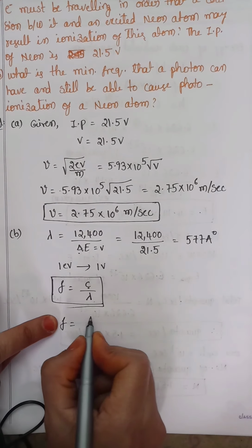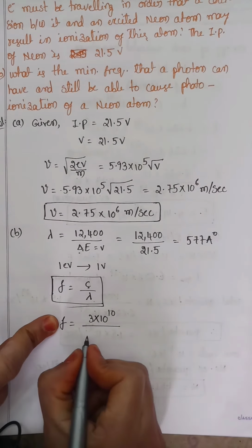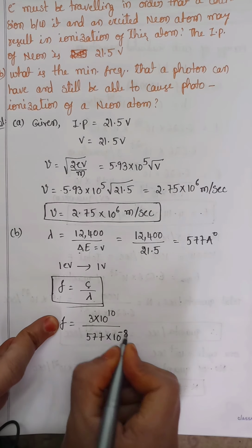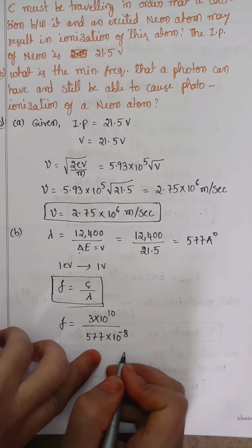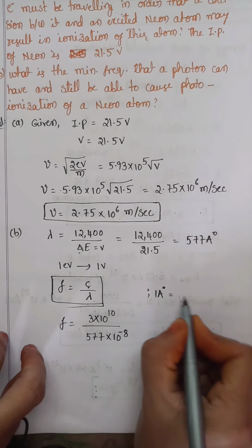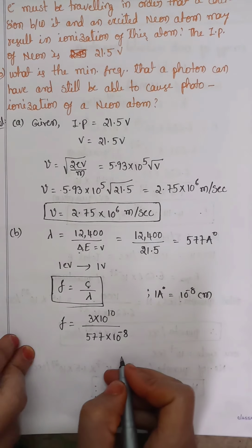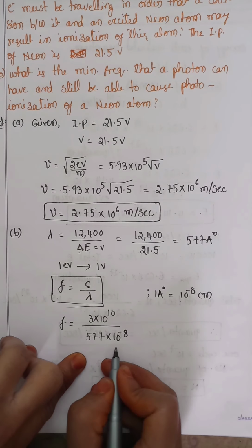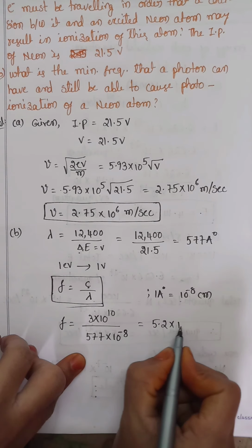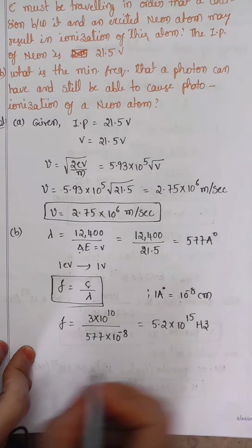So, F is equal to 3 into 10 to the power of 10 divided by 577 into 10 to the power of minus 8. Why? Because 1 angstrom is equal to 10 to the power of minus 8 centimeters. So, we are converting angstroms into centimeters here. So, if we solve this, we get 5.2 into 10 to the power of 15 hertz.